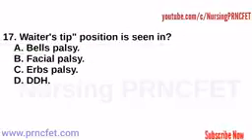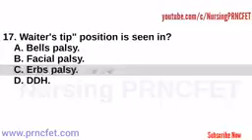Question 17. Waiter's tip position is seen in A. Bell's palsy, B. Facial palsy, C. Erb's palsy, D. DDH. Correct answer is C. Erb's palsy.